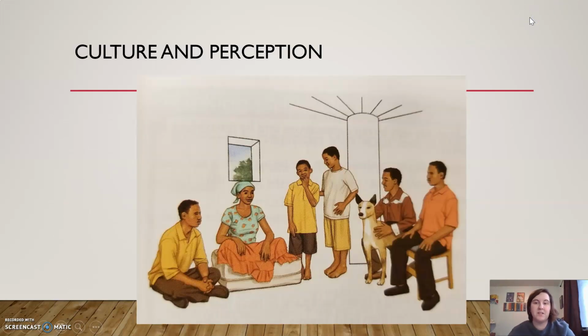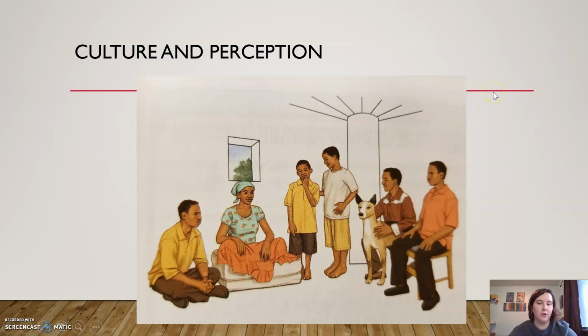We also have this interesting example of culture and perception being very, very different. When I look at this, I see a family sitting in a home and the lady has a window over her head and then this weird thing in the back. I see that as like a weird pillar or something someone has in their home, right?